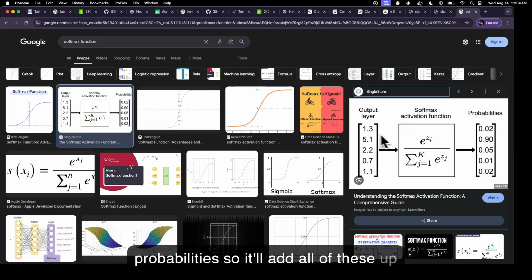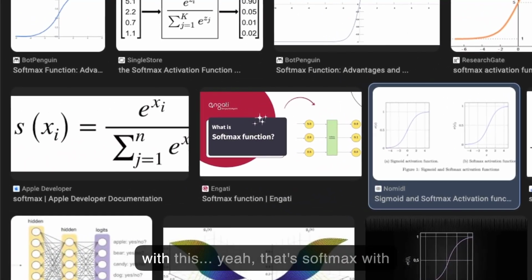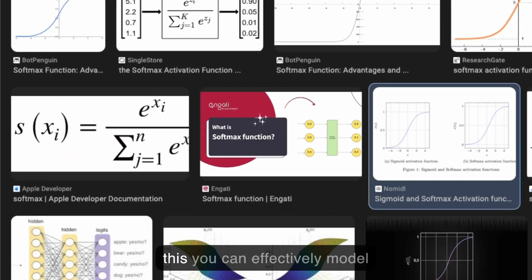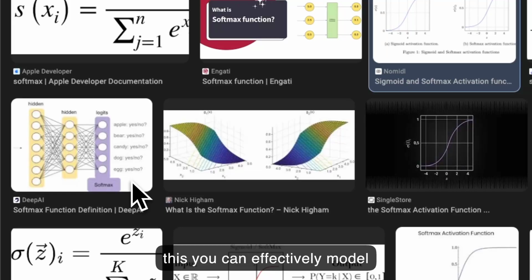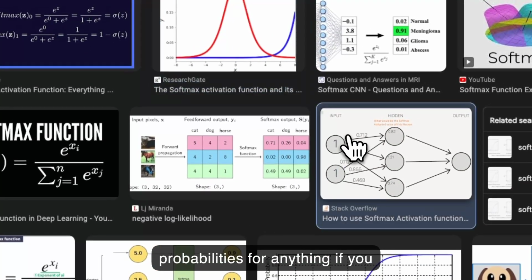So it'll add all of these up to 1. And it's very simple, you just do some exponents. With this, you can effectively model probabilities for anything.